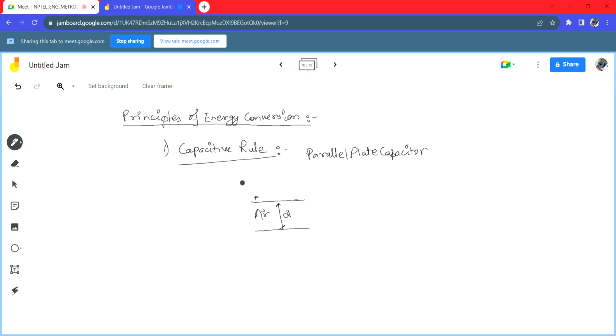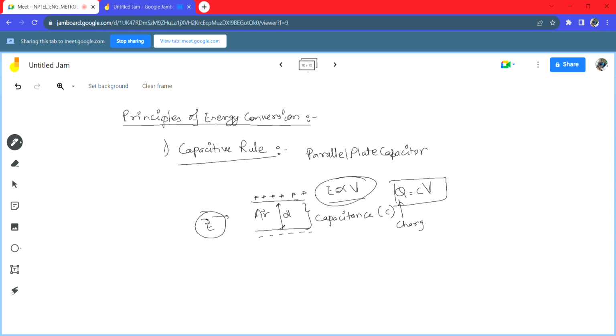By electrostatic properties, if we create charges on these two plates, typically an electric field is generated in between, and that electric field is proportional to the voltage generated between these two plates, and this voltage in turn is dependent on the inherent property called the capacitance of this plate, C. And we know that Q equals CV, wherein Q is the charge accumulated, C is the capacitance, and V is the potential difference between the two plates.